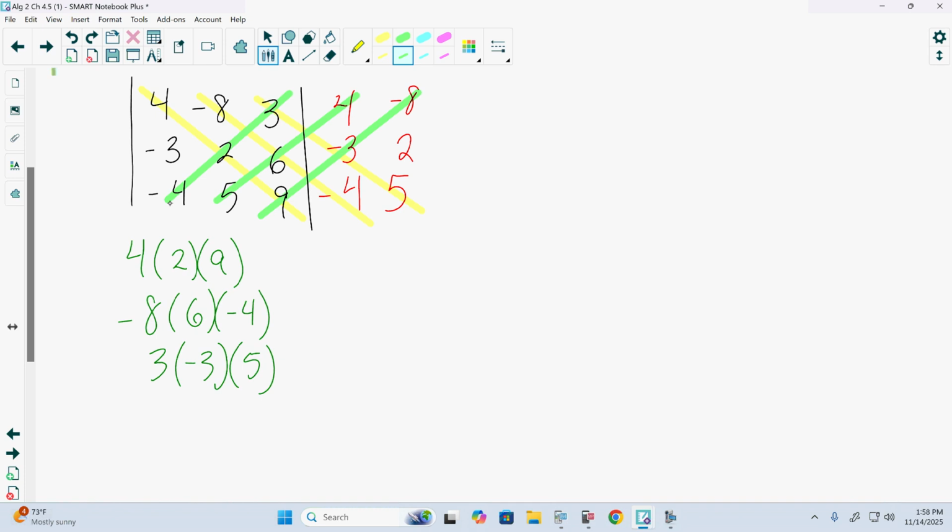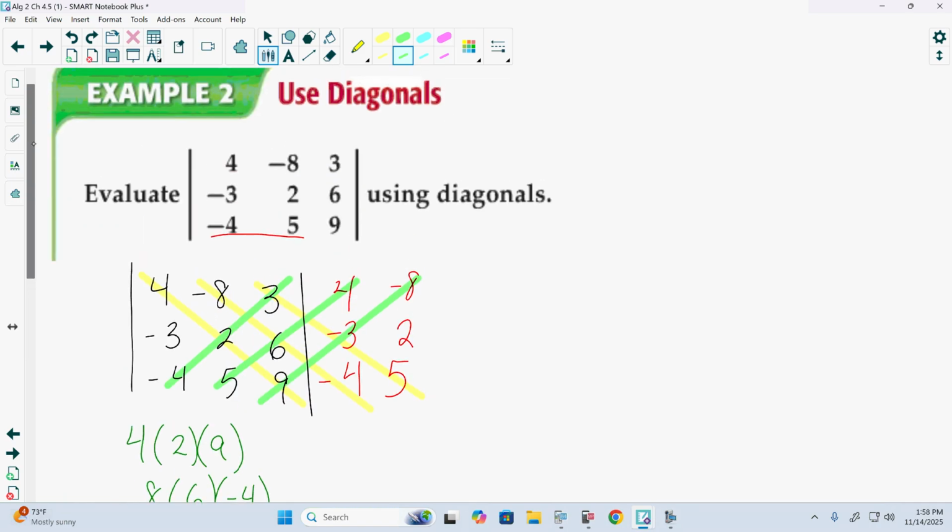Does this make sense? Now, we don't necessarily have to rewrite it. So I will show you all this here. If we look at the original one, I'm going to use light blue for this. 4, 2, 9, we can see that first diagonal, yes? If I go over one, -8, 6, well, I hit the wall, yes? So really what we're doing is wrapping around to the other side. That's why we wrote those 2 next to it. Because it is -8, 6, -4. And the last one would be 3, -3, 5.